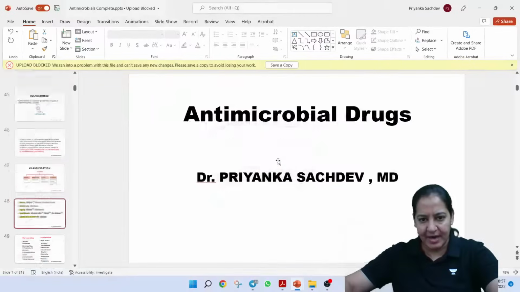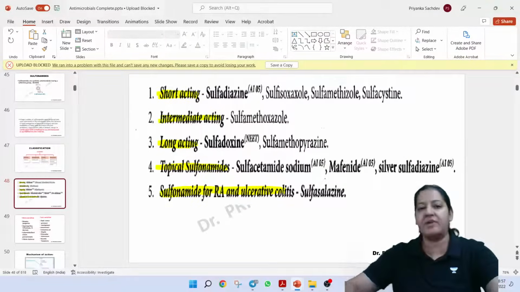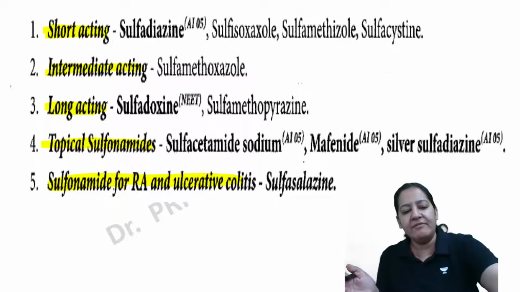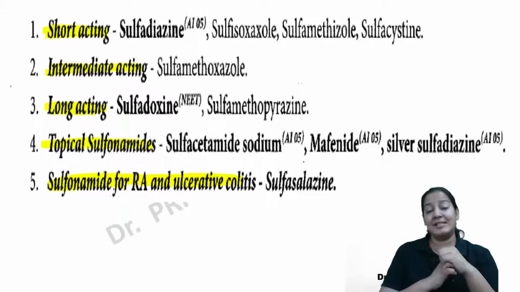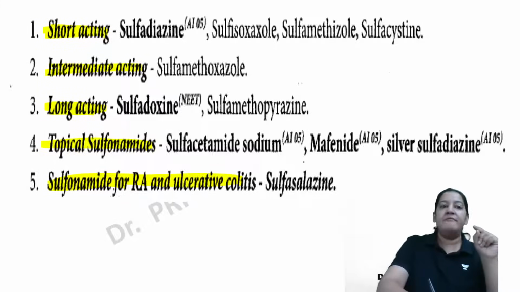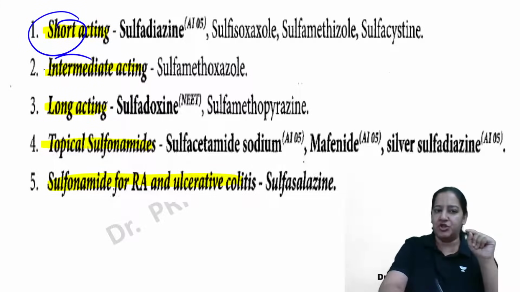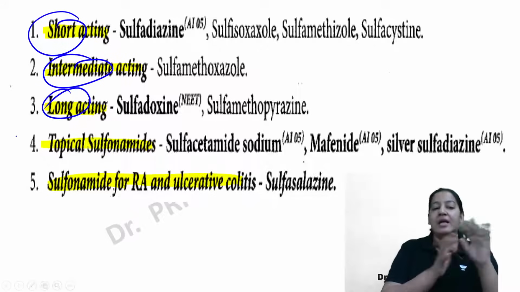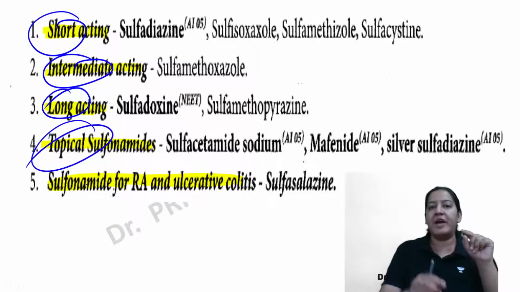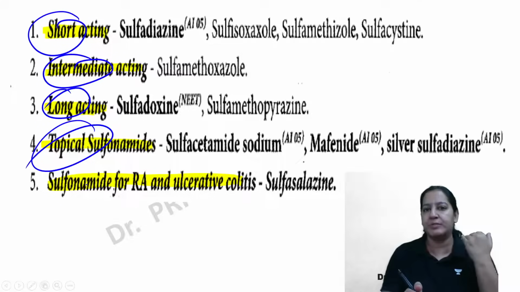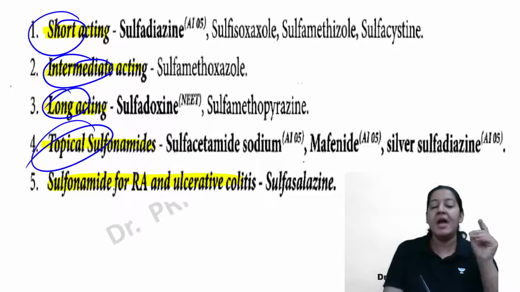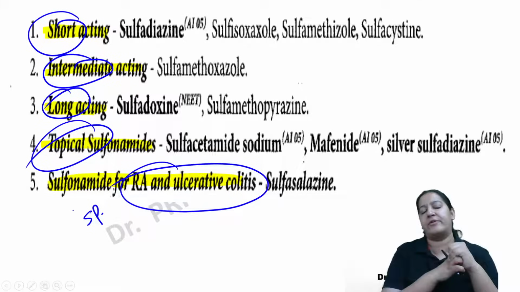Let me erase it and let me go back to the same page so that we can revise it. Can we classify the sulfonamides? Yes. We classify based on their duration of action. Short acting, intermediate acting, long acting. Then one of them is topical. Topical means eye drops and ointments and tubes. Right? Not tablets, not injections. And last one is the special category. The special category is for rheumatoid arthritis and ulcerative colitis.